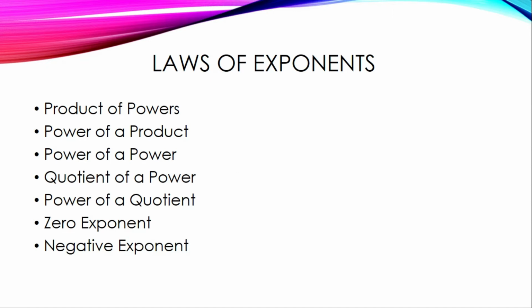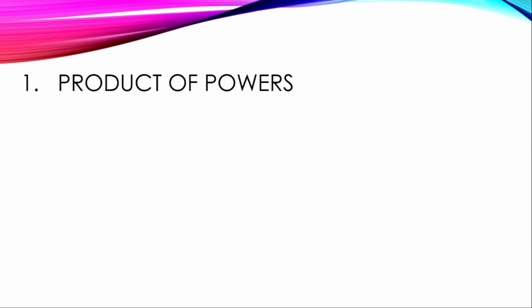There are different laws of exponents, namely product of powers, powers of a product, power of a power, quotient of a power, power of a quotient, zero exponent, and negative exponents. We will be tackling these 7 laws of exponents today. So let's begin with number 1, the product of powers.